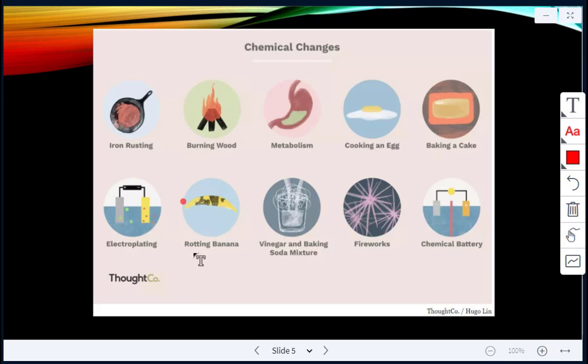Electroplating, rotting banana, that's a chemical change. A vinegar and baking soda mixture, there's a chemical reaction taking place there, and we have something new being formed, a new substance is being formed. Therefore, it's a chemical change. Fireworks, chemical change. This is a chemical battery, which also demonstrates chemical change.